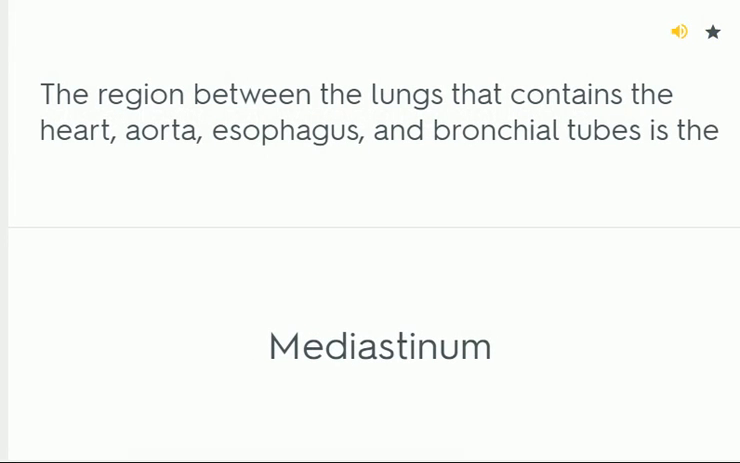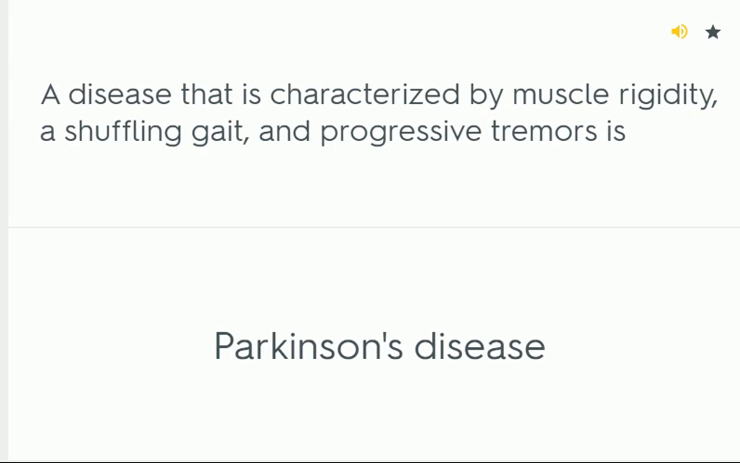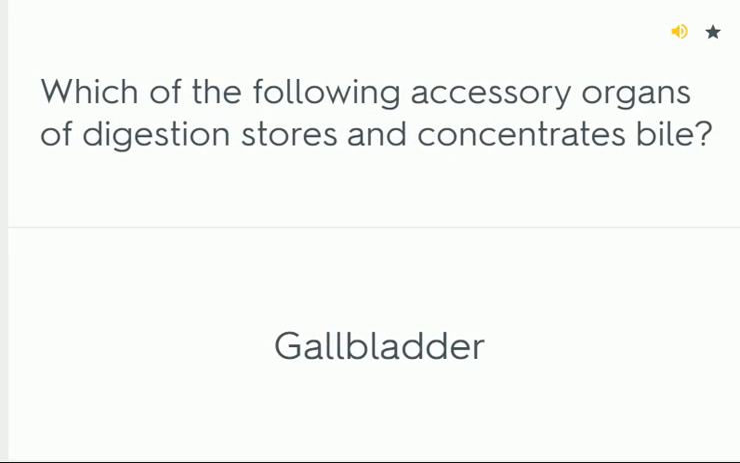The region between the lungs that contains the heart, aorta, esophagus, and bronchial tubes is the mediastinum. Inflammation of the nasal mucosa results in rhinitis. A disease that is characterized by muscle rigidity, a shuffling gait, and progressive tremors is Parkinson's disease. Which of the following accessory organs of digestion stores and concentrates bile? Gallbladder.